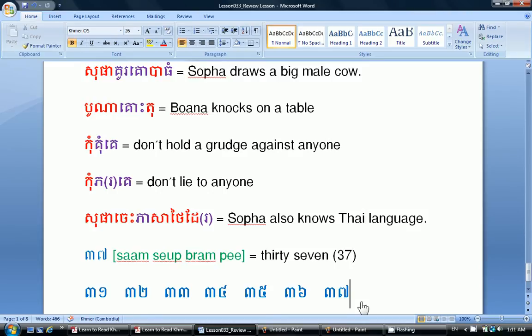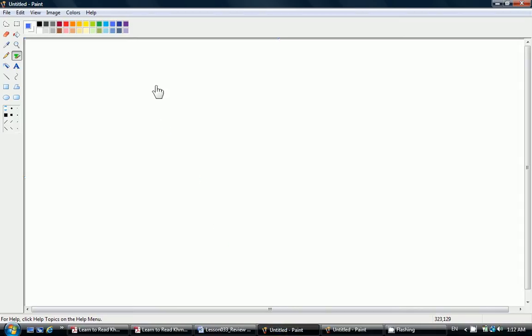Otherwise, let's practice our writing. Please take out a piece of paper and a pencil. Okay? Let's practice our writing on some of the secondary consonants that we didn't do from the review lesson 31. Okay? So now let's write tall. Tall. Try again. It's not quite straight. Tall. Okay, better.